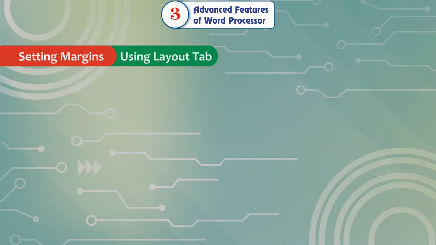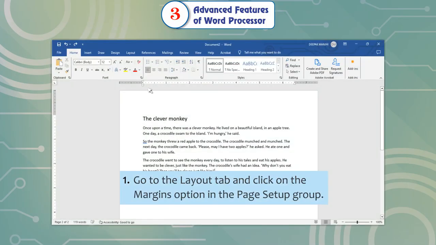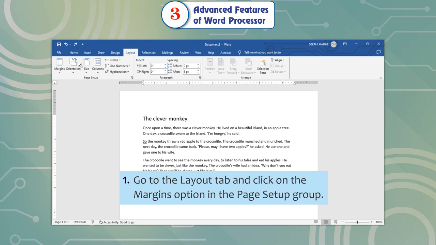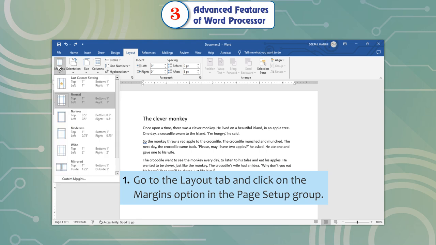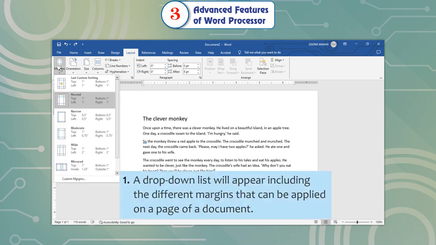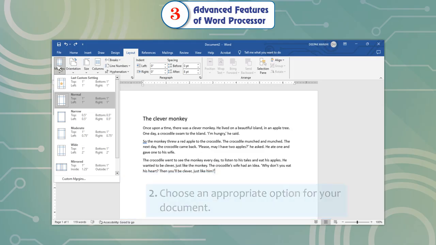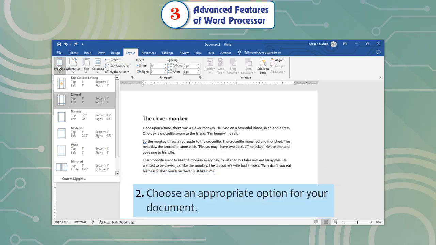Using Layout tab. 1. Go to the Layout tab and click on the Margins option in the Page Setup group. A drop-down list will appear including the different margins that can be applied on a page of a document. 2. Choose an appropriate option for your document.